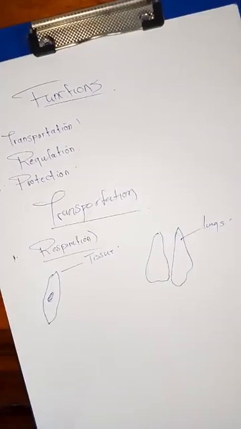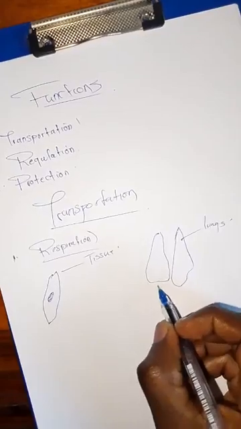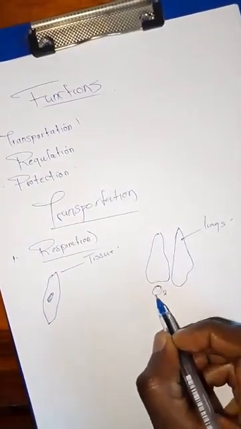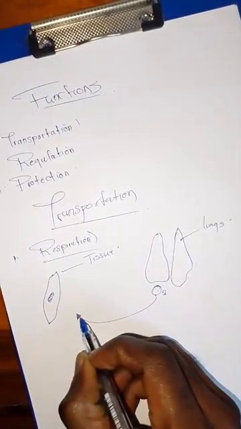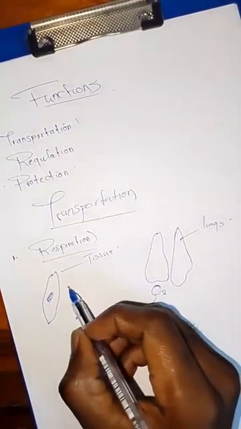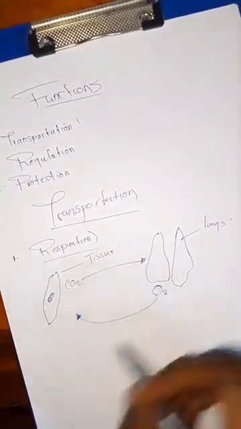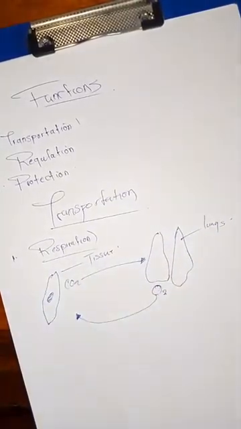So this body tissue can be, let's say, a muscle. You're going to find that oxygen is going to be transported from the lungs, getting into the body tissue, while carbon dioxide is going to be taken from the body tissue back to the lungs. This process of transportation is being carried out by blood.